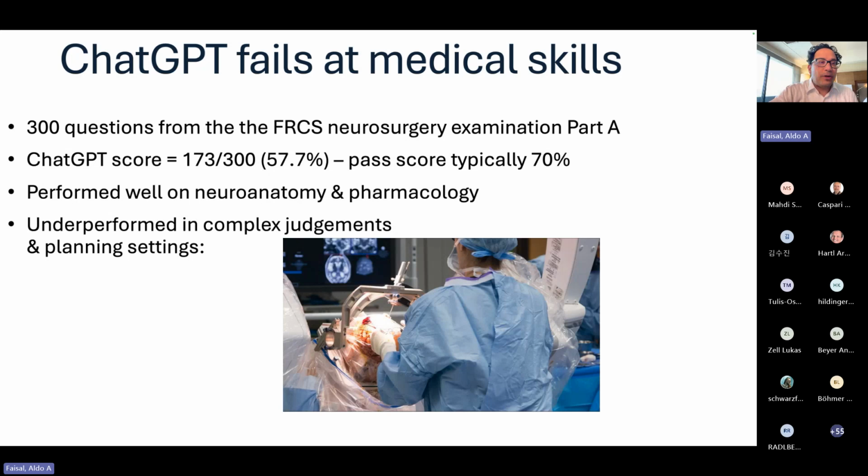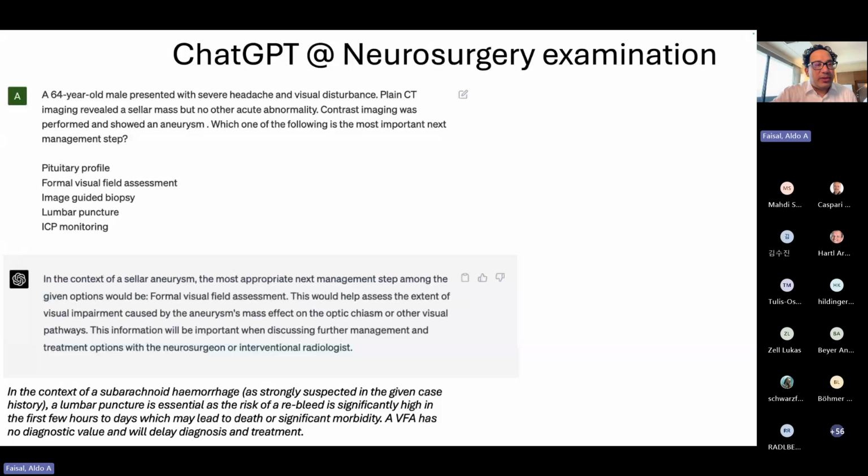It failed. It performed very well on neuroanatomy and pharmacology, where it basically just memorized a lot of facts, but it was very poor in making complex judgments or planning settings. And so without going into the detail, we gave it questions like this, where a patient presented and it needed to make an assessment of what to do. And in this case, the system completely failed at doing the right things, and in fact, followed a path of inquiry that would have delayed the right care for the patient. So we need to be very careful when we're looking at such systems.